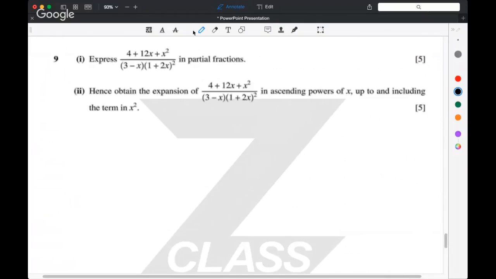Okay. Question 9. So partial fractions. There's a couple of ways to do this. The way I prefer is to look at the factors and divide it into, I'm going to divide it into 2 brackets here. So some people say that this is equal to a over 3 minus x plus b over 1 plus 2x plus c over 1 plus 2x squared.